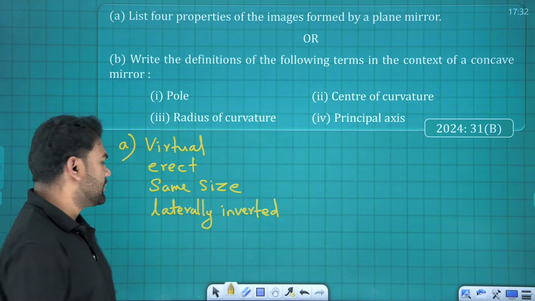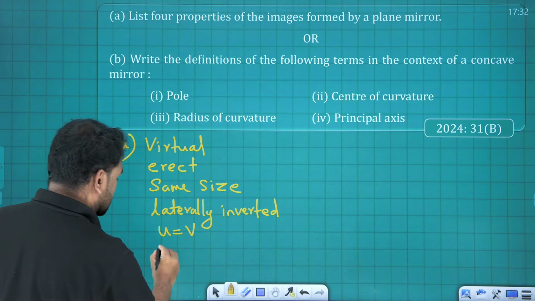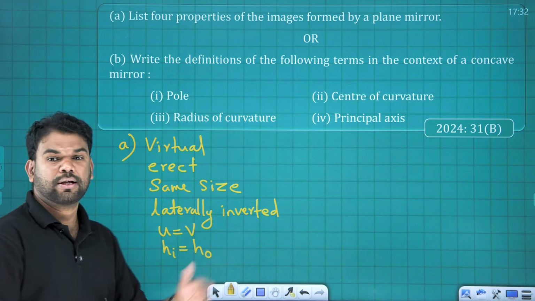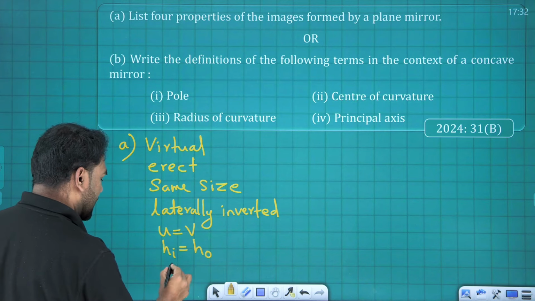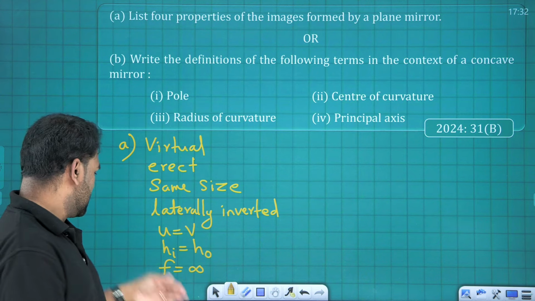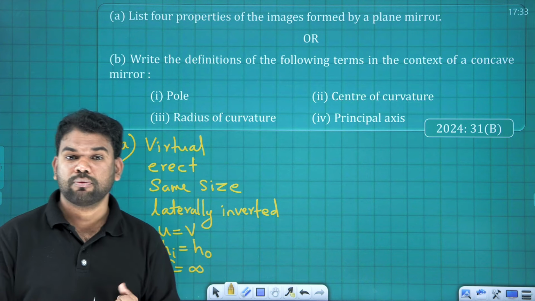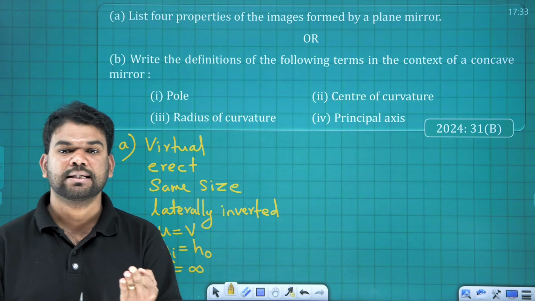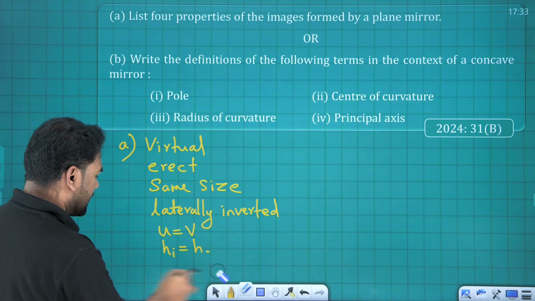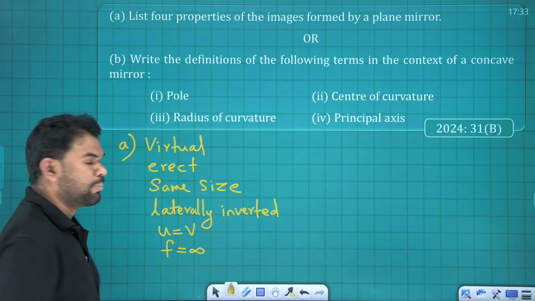Laterally inverted means the right side becomes left and the left side becomes right. Then object distance is equal to image distance, then the height of the image will be equal to the height of the object, and the focal length of a plane mirror is infinity. They are just asking for 4 properties, but here you can see that 6-7 properties are there. So remember these properties. A plane mirror always forms a virtual, erect, same size, laterally inverted image; object distance equals image distance; focal length of a plane mirror is infinity. HI equal to HO means same size, already noted here. So this is enough.